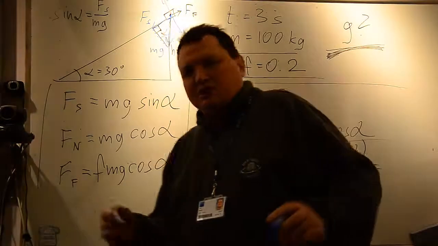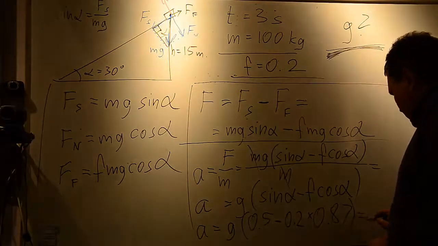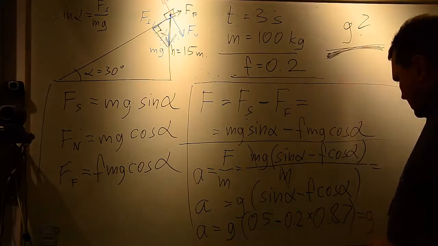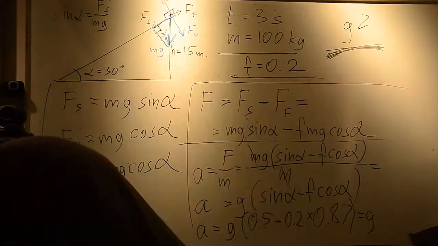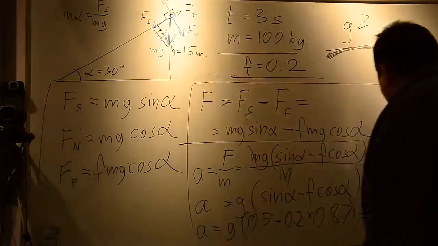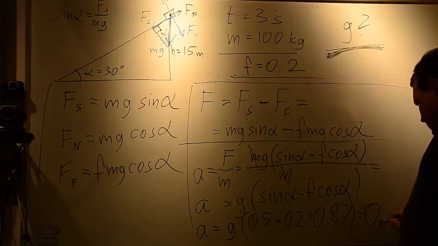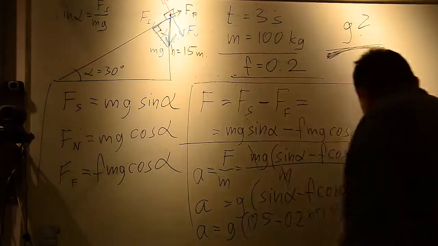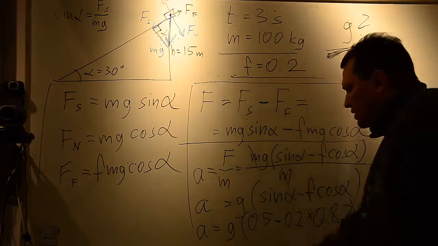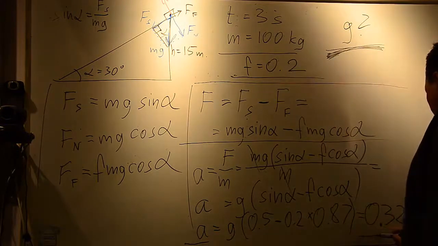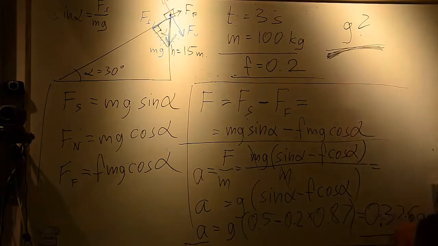taken with sufficient precision. So this is g multiplied by, I actually made this calculation, so I will use my previous calculation, 0.326 g. Okay, so we know that we have acceleration equals 0.326 g.